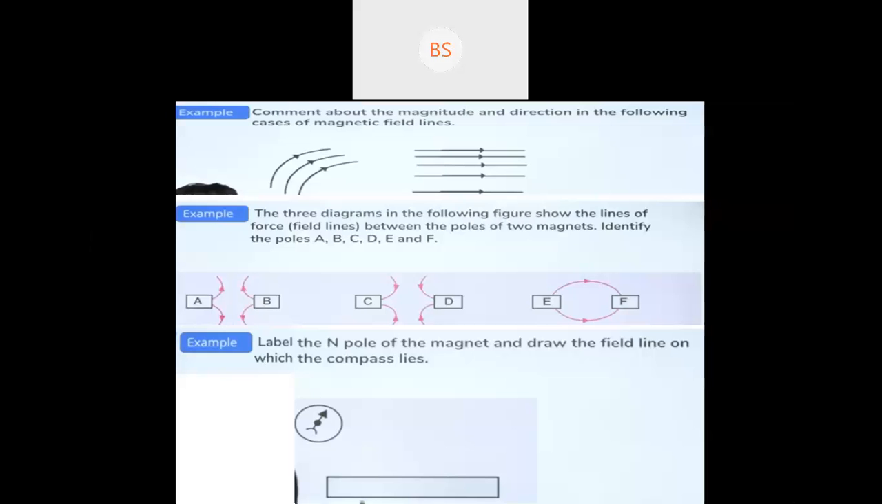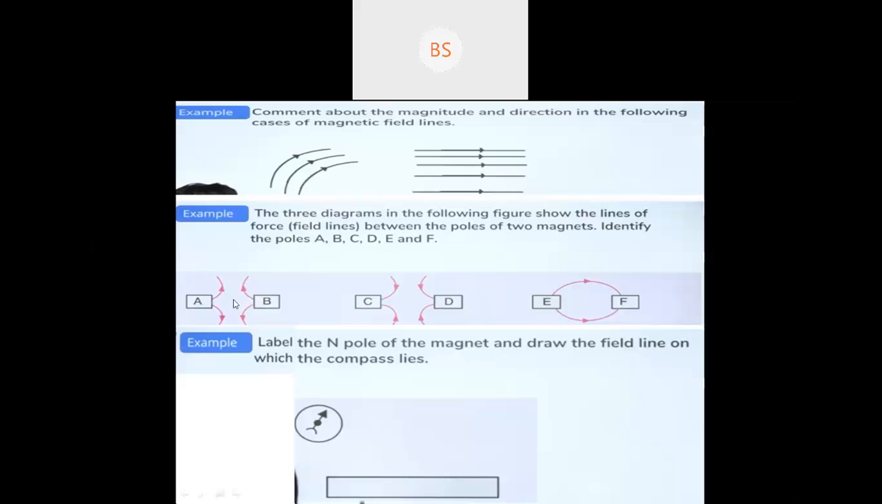Then what are we told to find out? Identify the poles. We have to name the poles, whether it is a north pole or a south pole. How do we understand which is the north pole and which is the south pole? You should know the properties of a pole. If it is a north pole, the magnetic field lines move away from it. And if it is a south pole, the magnetic field lines come towards it.